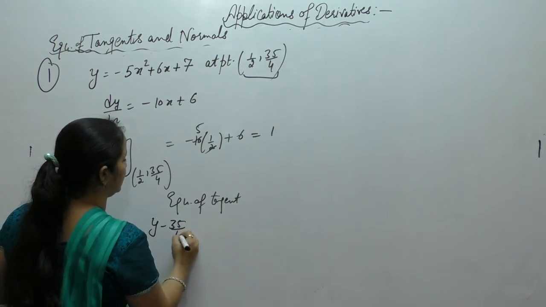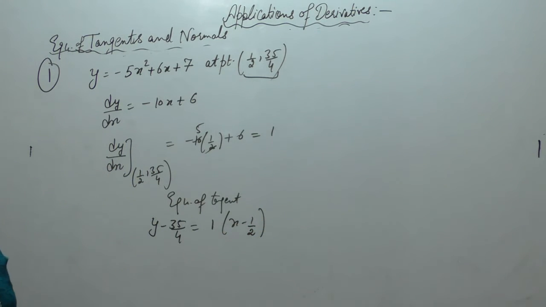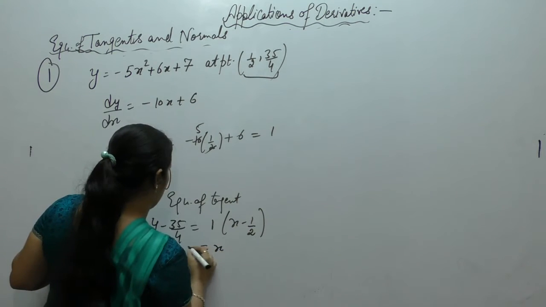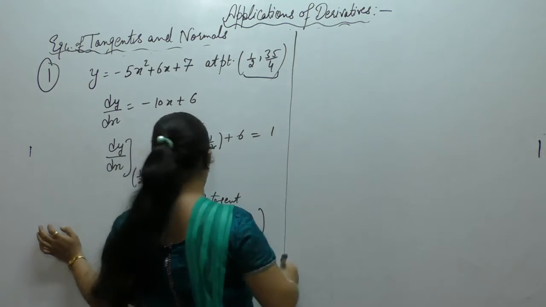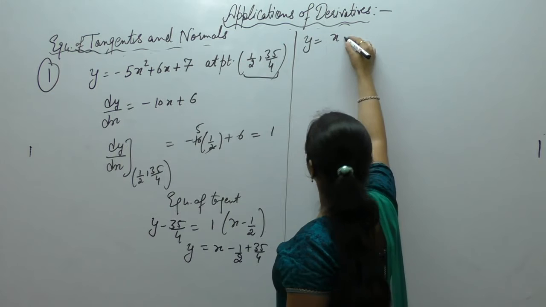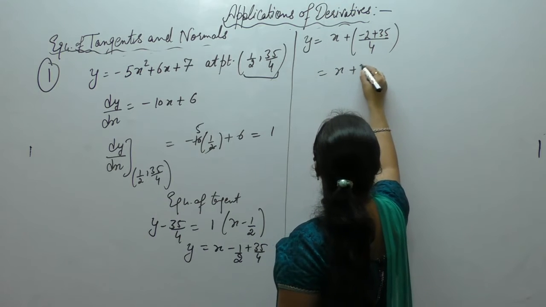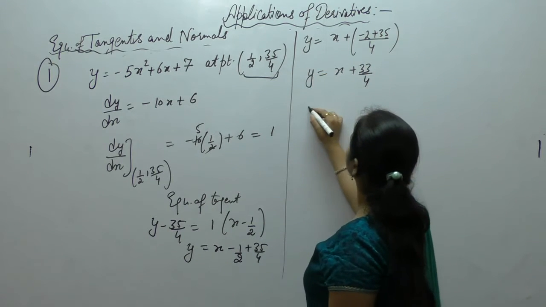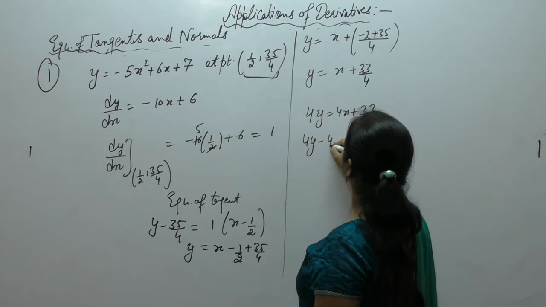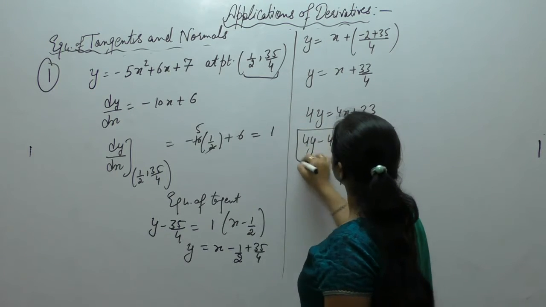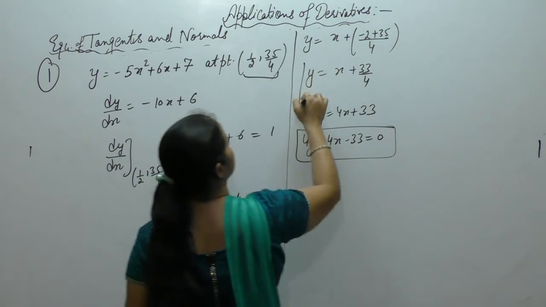Now the equation of tangent passes through point (1/2, 35/4): y minus y0 equals m times (x minus x0). This is the formula we have. So solve it: y equals x minus 1/2 plus 35/4. Take the LCM: y equals x, minus 2 plus 35 gives 33, by 4. So we get 4y equals 4x plus 33, that is 4y minus 4x minus 33 equals 0. Or we can leave it up to here also.